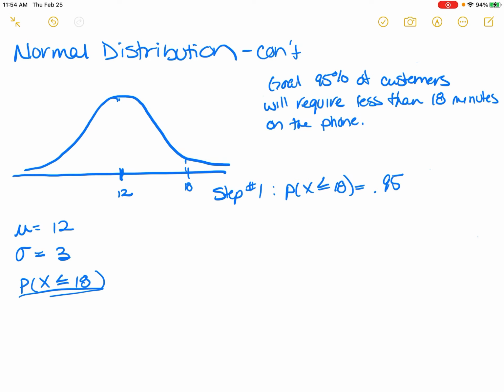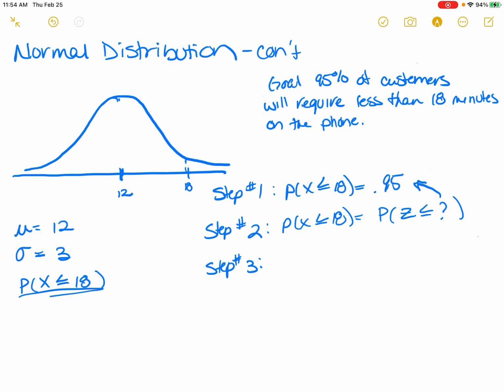So if they're giving us this probability, our step two is to find the z-score that's associated with that probability, right? So the probability that x is less than or equal to 18 is equal to the probability that the z-score is less than or equal to what? So what is the z-score associated with 0.95?